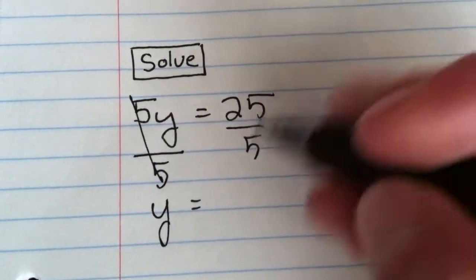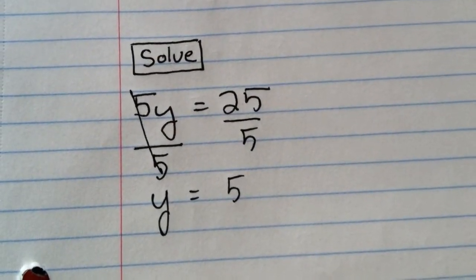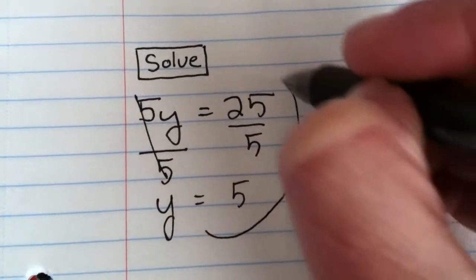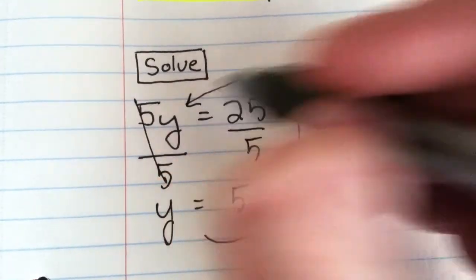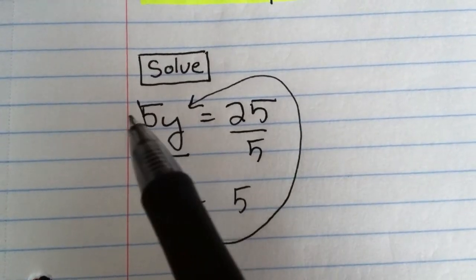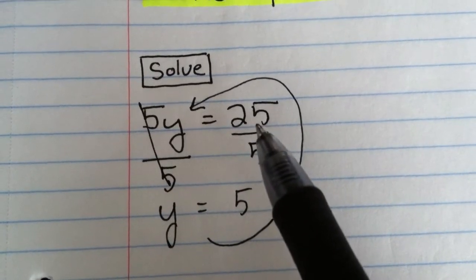25 divided by 5 is 5. I now know that my variable is 5. Let's check our work. If I substitute 5 for y, what's 5 times 5? It should equal 25.